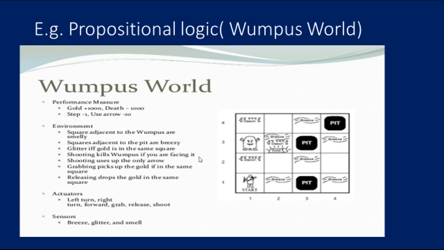The room adjacent to the pit has a breeze, so if the agent reaches near a pit, he will perceive the breeze. There will be a glitter in the room if and only if the room has gold. The Wumpus can be killed by the agent if the agent is facing it, and the Wumpus will emit a horrible scream which can be heard anywhere in the cave.